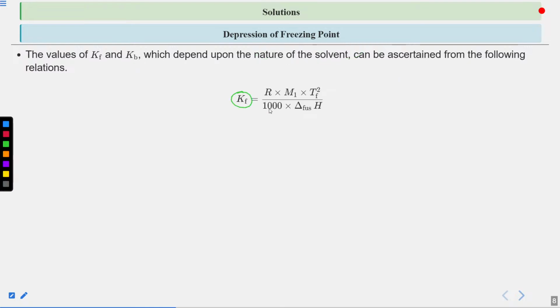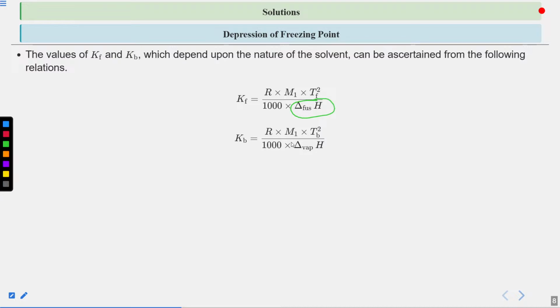Now there is a formula to calculate the Kf for the solvent, which is R into M1 into Tf square divided by 1000 into delta H fusion. Now what are these terms? So R is the gas constant, 8.314 joule per mole per Kelvin. M1 is the molar mass of the solvent. What is Tf? Tf is the freezing point of the solvent, and delta H fusion is the enthalpy of fusion.